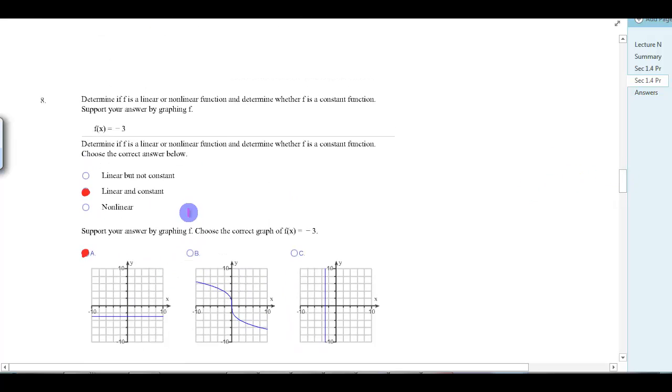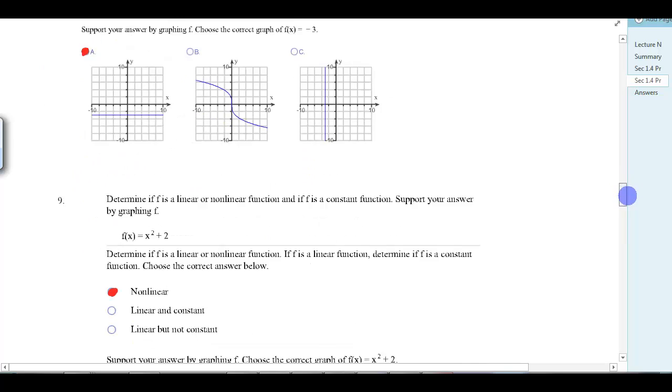Same question here. It is linear, but it's constant. There's no x there, so that would be your choice. And then if you graphed it, f of x equals -3, you're going to get this horizontal line. It would not be this, and it would not be a vertical line.